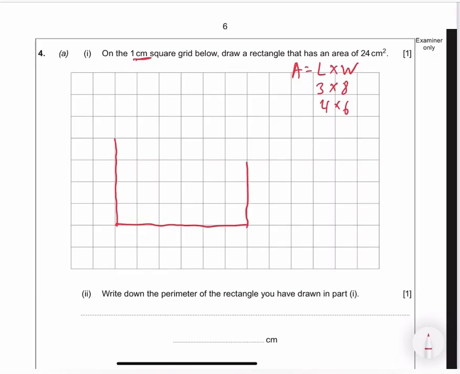So I'm going to go for 1, 2, 3, 4 times 6. So I'm going to draw a rectangle. You use the ruler in the exam. And 4 by 6, and this has the area of 24 centimeters squared.